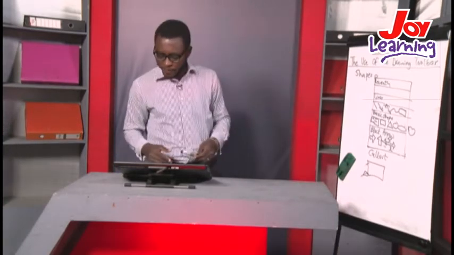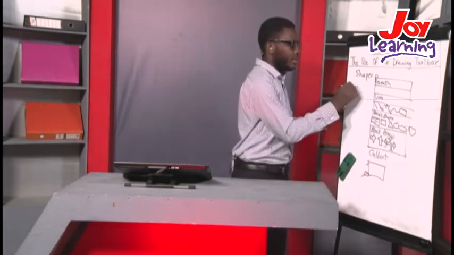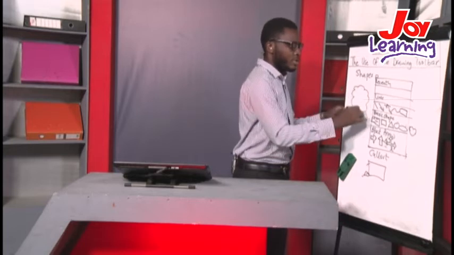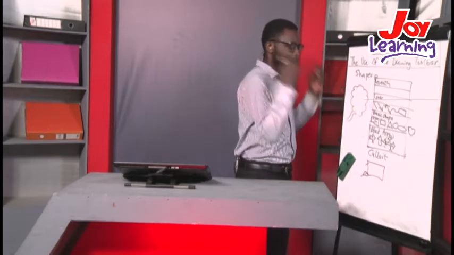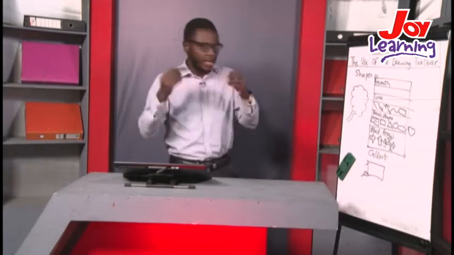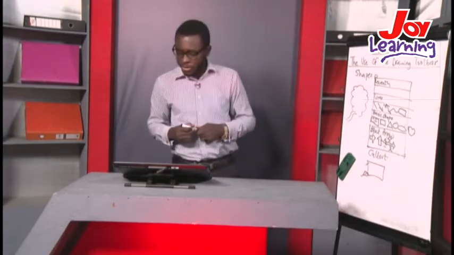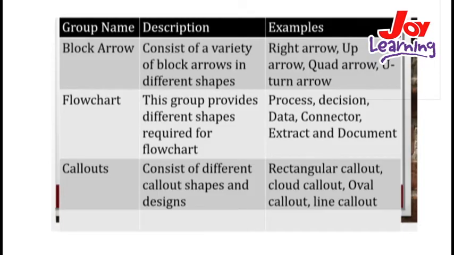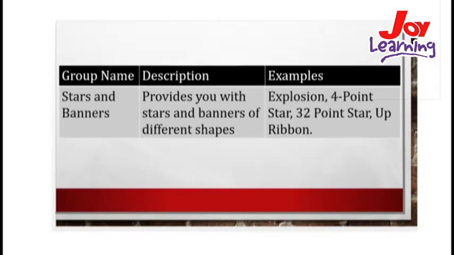Then we have the cloud callout. That's the normal one everybody uses. If somebody is having an imagination or the person is talking, we use the callouts. We also have the oval callouts and the line callouts. Then the last one too is the stars and banners.